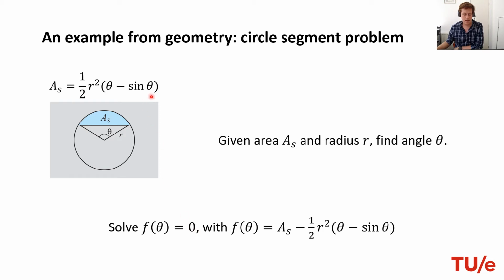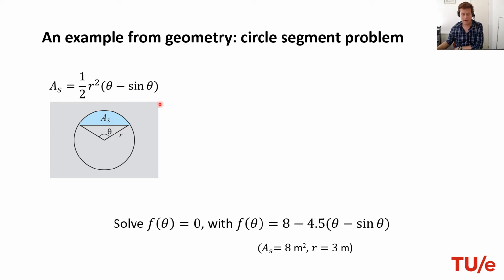We can see that by using some straightforward manipulation of this equation. We just bring this term to the left-hand side, which gives the following: as a function of theta, the area minus this term on the right here. We have given AS and R, in this case 8 square meters and 3 meters, and we want to find the theta such that this geometrical example holds for this radius of 3 and this area of 8.